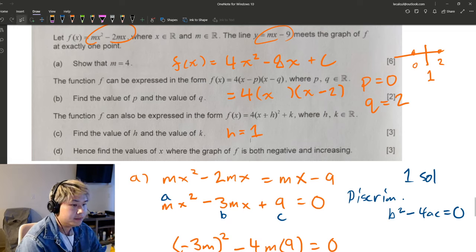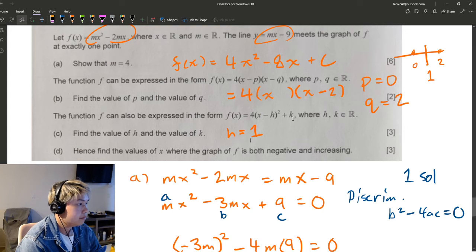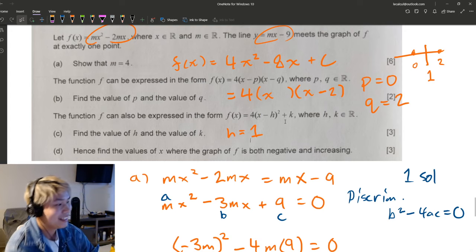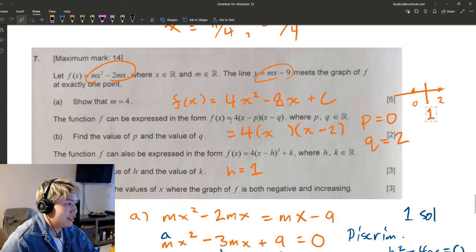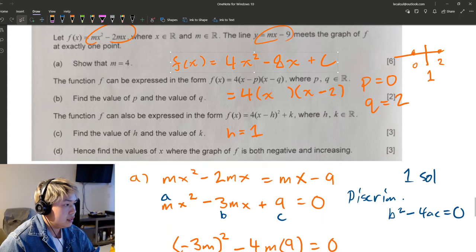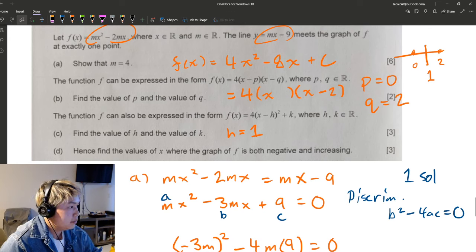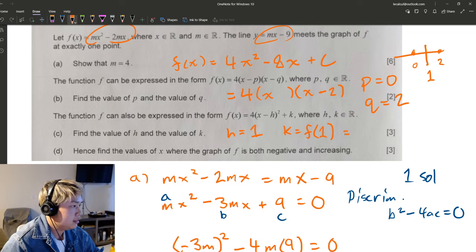And then k, you didn't know that? Oh no. And then k is just the y value of the vertex. If I know the x value, I can just plug it into my function and then calculate out the y value. In other words, k is f at 1. And then you can plug this into whichever function you want to. I guess I'll plug it into this one.